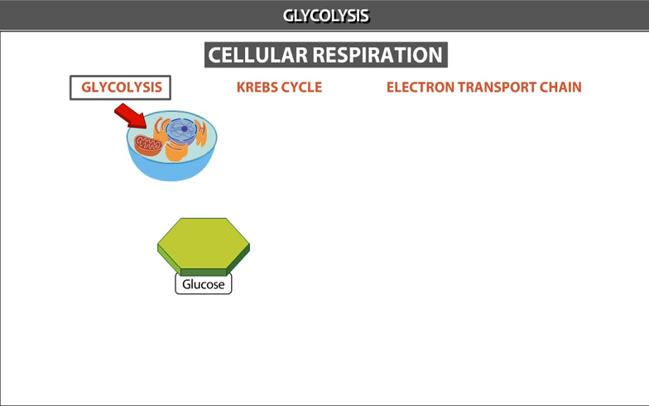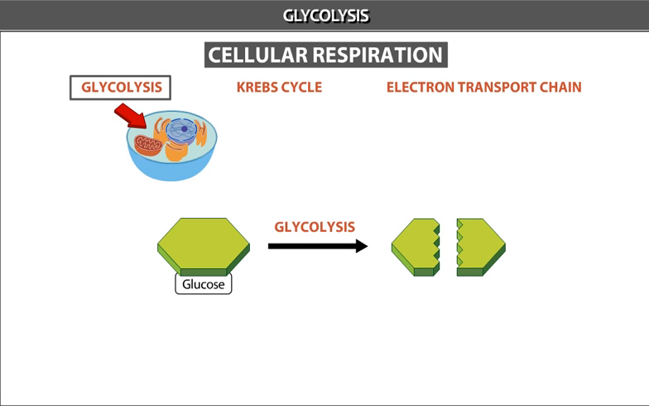Glycolysis is a series of chemical reactions in the cytoplasm of a cell in which glucose is essentially split in half. In the process, a small amount of energy is released and captured in ATP.